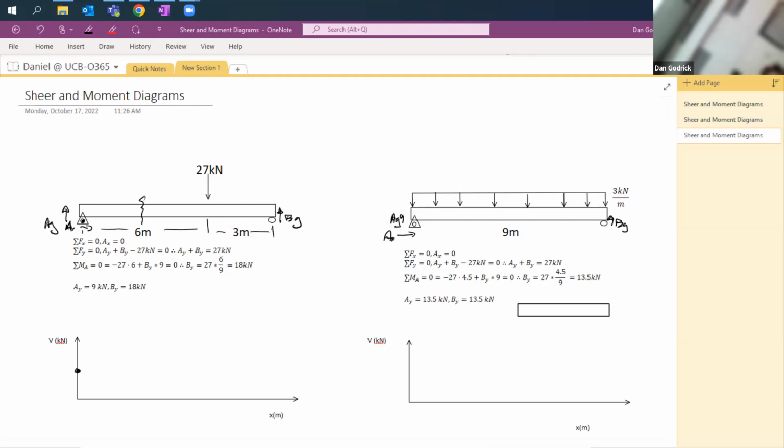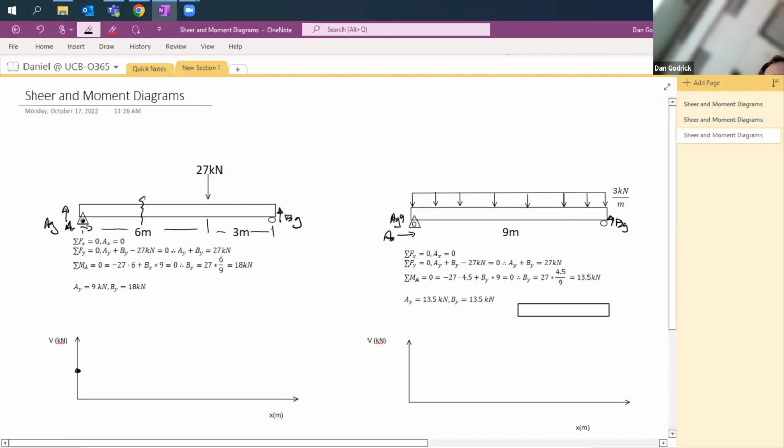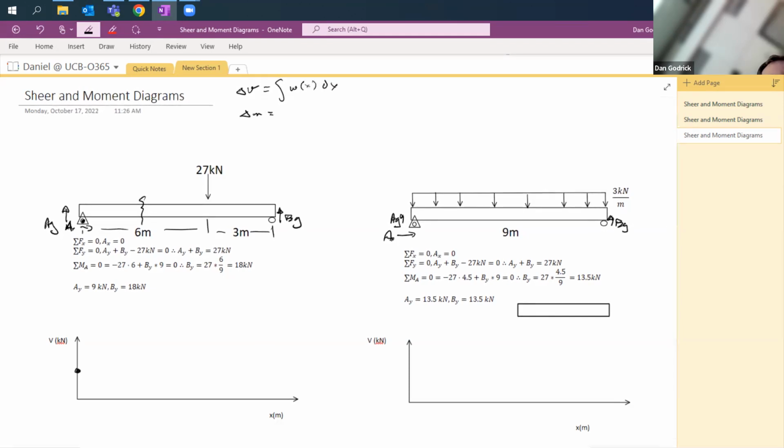The fundamental aspect that we've learned is that our change in shear is equal to the integral of our loading dx, and our change in moment is equal to the integral of our shear dx. Know that the integrals are areas. Integrals give us the area under curves.